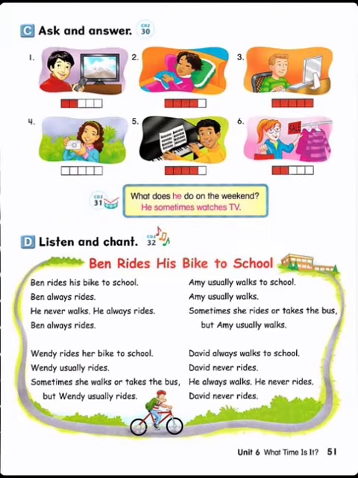Page 51. C. Ask and answer. Number 1. What does he do on the weekend? He sometimes watches TV. Number 2. What does she do on the weekend? She usually takes a nap. Number 3. What does he do on the weekend? He always uses the computer. Number 4. What does she do on the weekend? She never takes pictures. Number 5. What does he do on the weekend? He usually practices the piano. Number 6. What does she do on the weekend? She sometimes goes shopping.